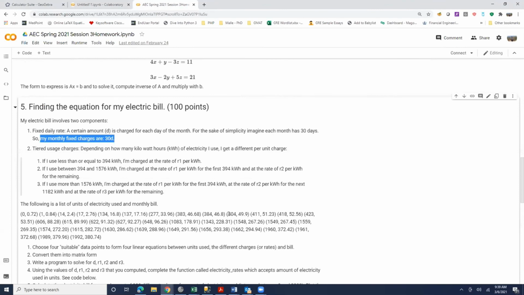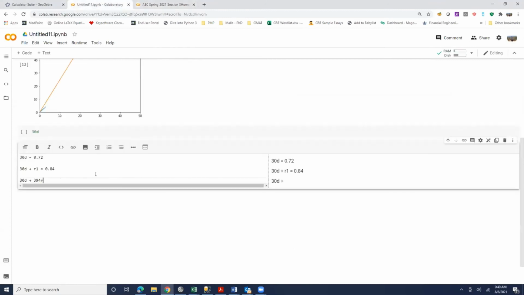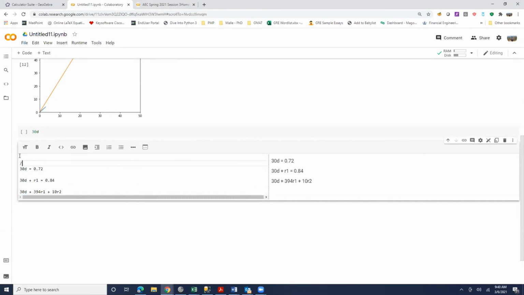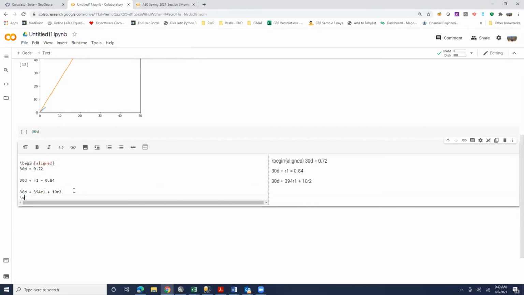If you pick any point that's greater than 394, let's say we pick this one, which is 10 more units than 394, you get 30D plus 394 times R1 plus 10 times R2. Let me see if I can remember the syntax. Okay, so these are the 3 equations.